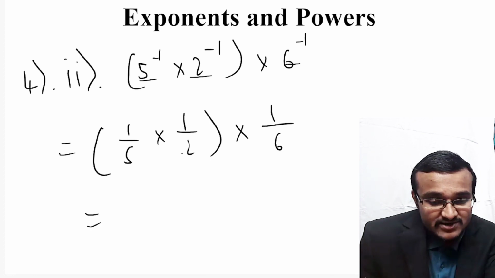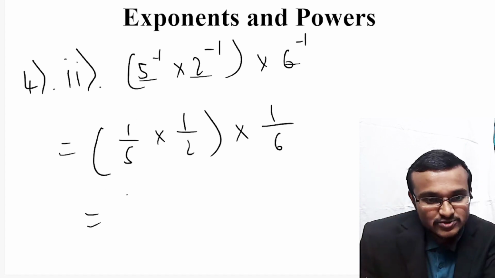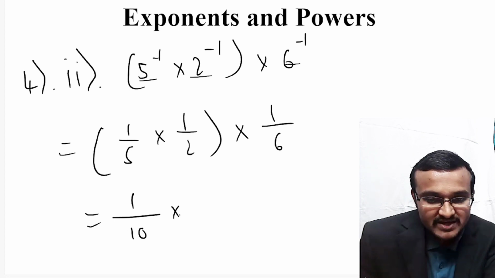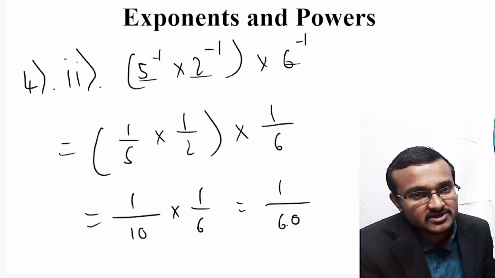So whenever there is multiplication, you can directly multiply denominator with denominator, numerator with numerator. So 1 into 1 is 1, 5 into 2 is 10, into 1 by 6. So again 1 into 1 is 1, 10 into 6 is 60. 1 by 60 is the answer for the second question in this fourth question.